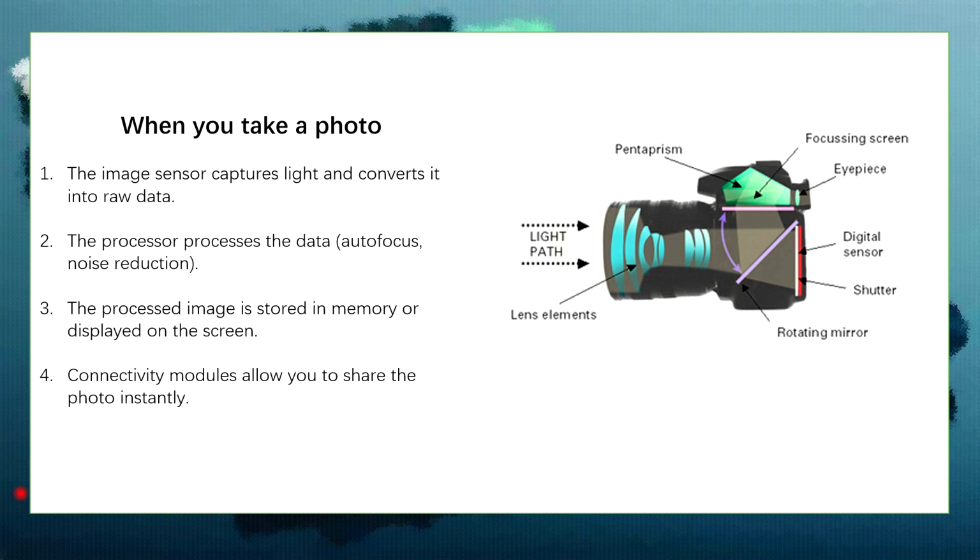As we see here: light path, lens elements, rotating mirror, shutter, digital sensor, eyepiece, focusing screen, and pentaprism. These are the parts of the camera that function when you take a picture.